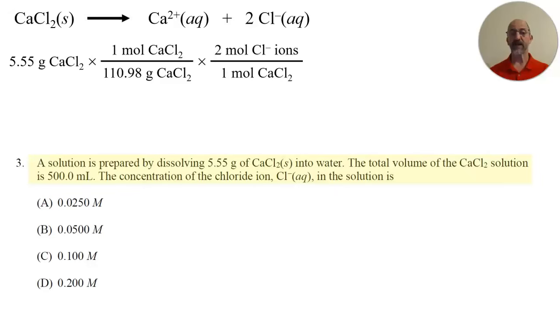So when I pick up my calculator, it's 5.55 divided by 110.98 and then times 2. Again, many AP chemistry students would forget to multiply by 2. So when I do this math, I get 0.100 moles of chloride ions.